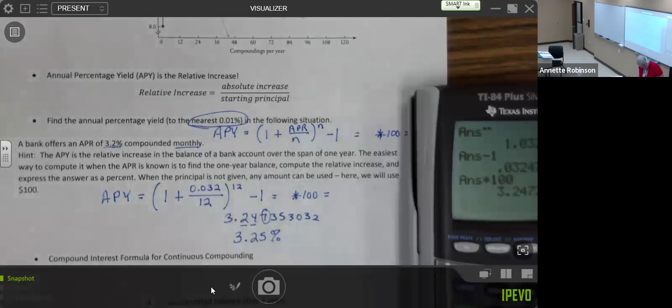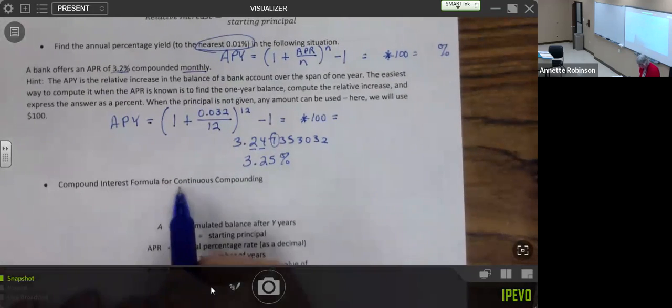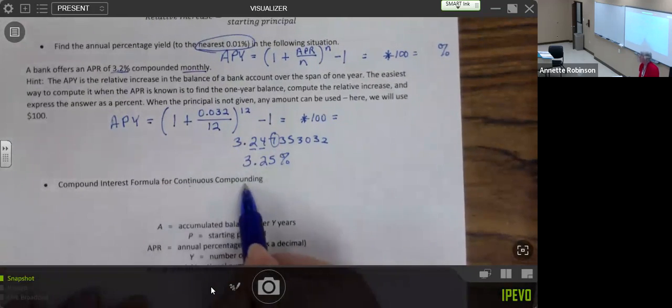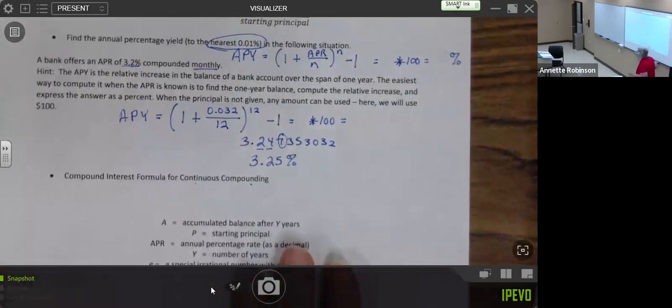We have one more formula for the day, and it is the compound interest formula for continuously compounding. Now, continuously compounding is more than once a day. But it's not like every hour, it's not like every minute, it varies. But it is more than once a day. It has a special formula, and there's a special key in your calculator you're going to use.